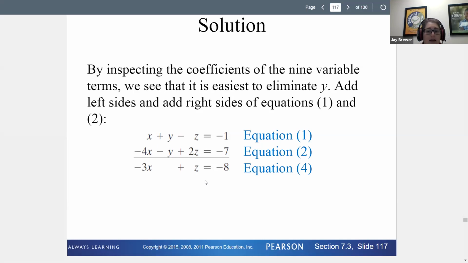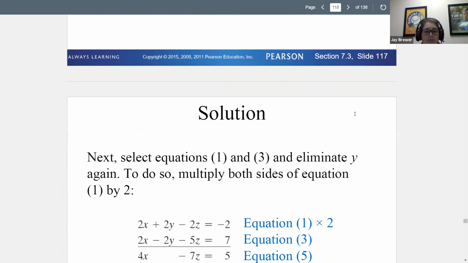For instance, if you look at equation 4 now, what do you know about z right here? Z has a coefficient of what? 1, and it's positive. So if we move this negative 3x over, we now have something written in terms of x that is z. So we can take that and plug it back in. So let's look and see what they do.